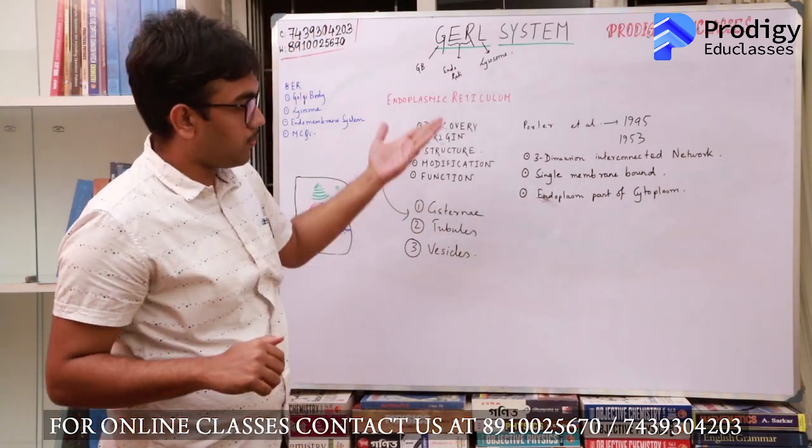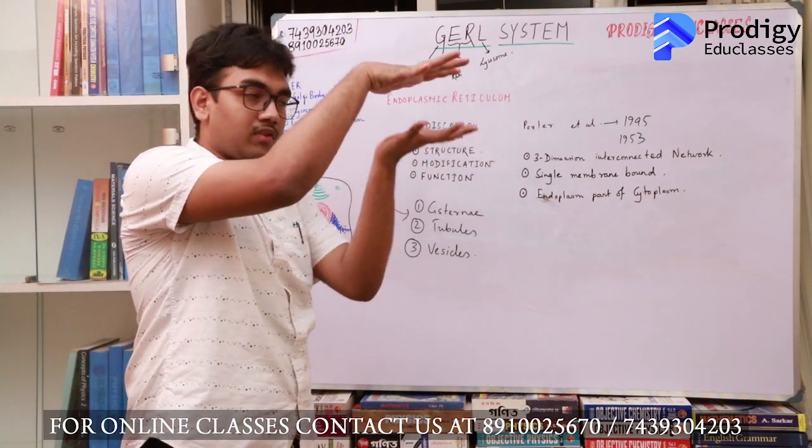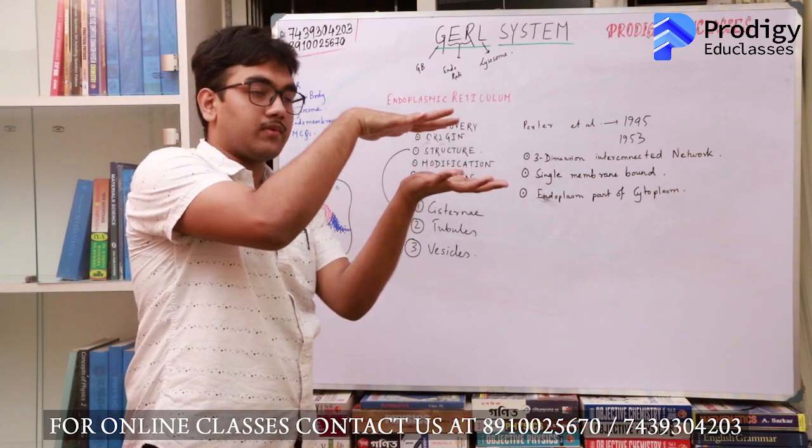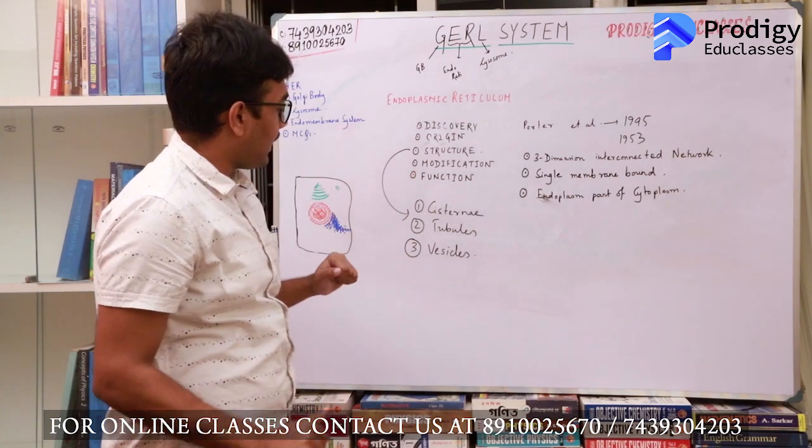Imagine if you have a curtain and you pass a plate through it, then you will have a hollow sac-like structure with 1 layer above, 1 layer below and a hollow substance in between. That is how a cisterna looks. It's a hollow flattened sac-like structure.